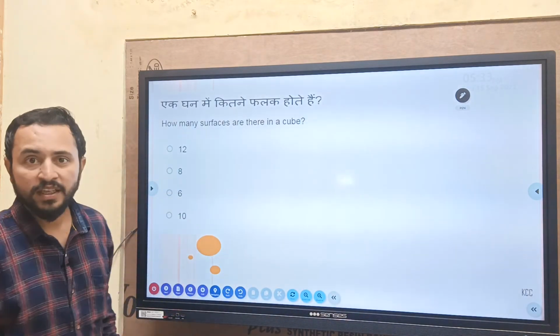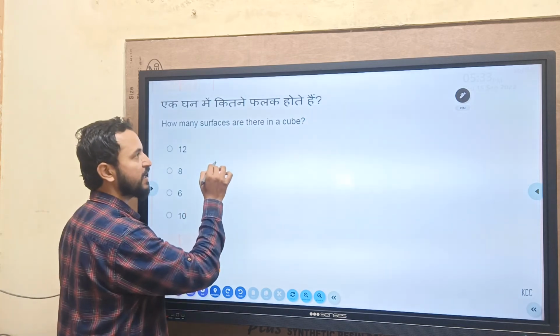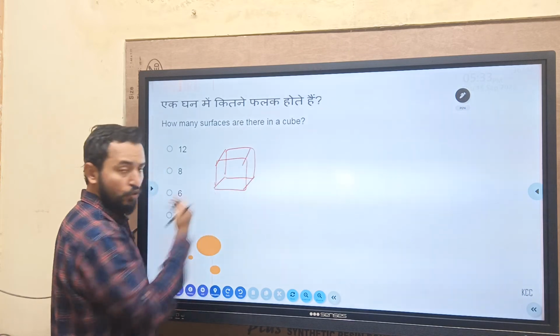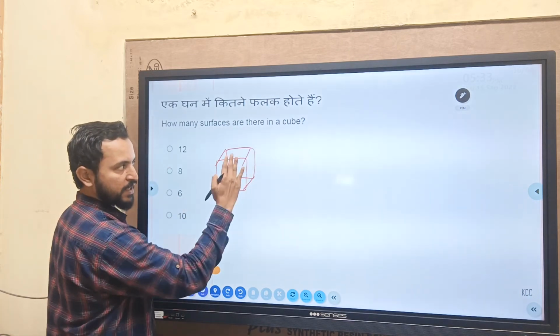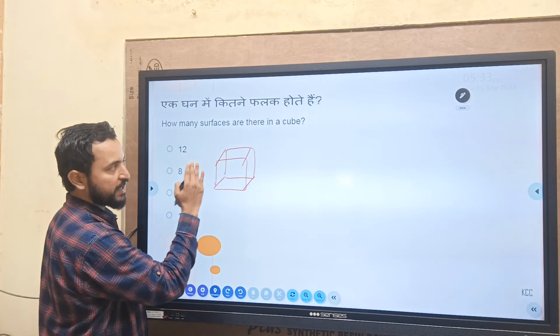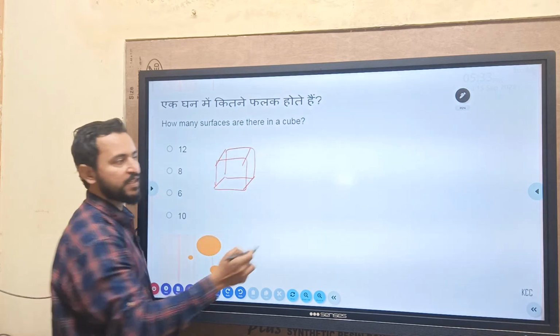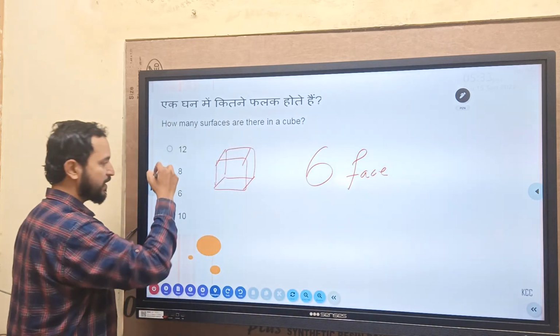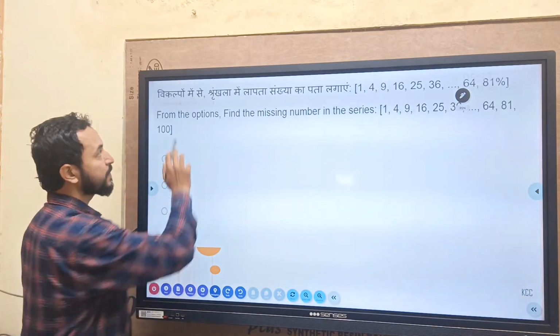How many surfaces are there in the cube? Okay, a little while before I told you, cube, this is the cube. Front face, back face, side face, left side face, top and right. How many faces? 6 faces are there. Okay, the answer for the question is 6.